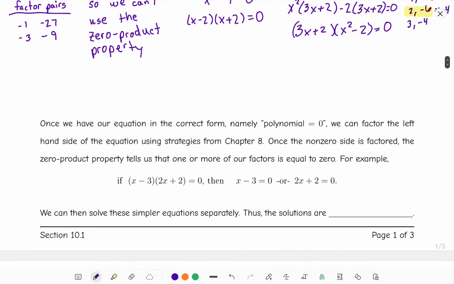Once we have our equation in the correct form, namely polynomial equals 0, we can factor the left-hand side of the equation using strategies from Chapter 8, like we just did. And once the non-zero side is factored, the zero product property tells us that one or more of our factors is equal to 0. For example, if x minus 3 times 2x plus 2 equals 0, then x minus 3 equals 0, or 2x plus 2 equals 0. We can solve these simpler equations separately. Thus, the solutions are 3 for the first one and -1 for the second one.